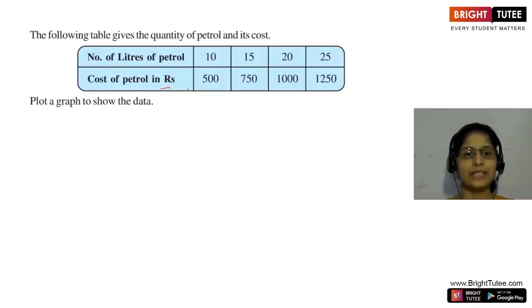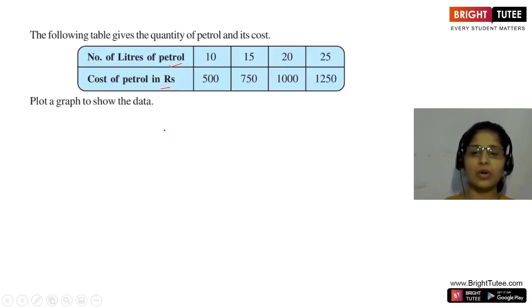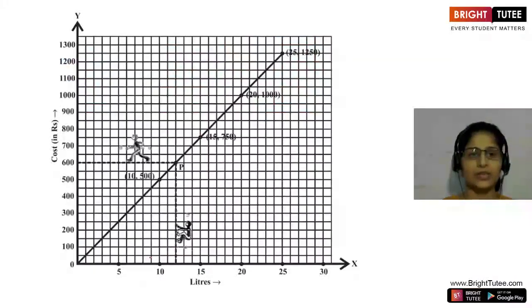Now we will first decide on which axis, whether x or y, the number of liters of petrol would be shown, and on the other axis we will show the cost of petrol. Also we will take the scale, so the graph will look like this. You see here on the x-axis liters are denoted and on the y-axis cost in rupees is shown.